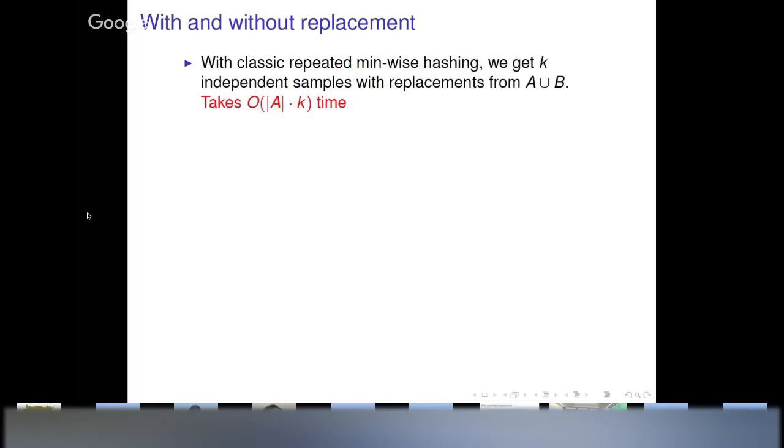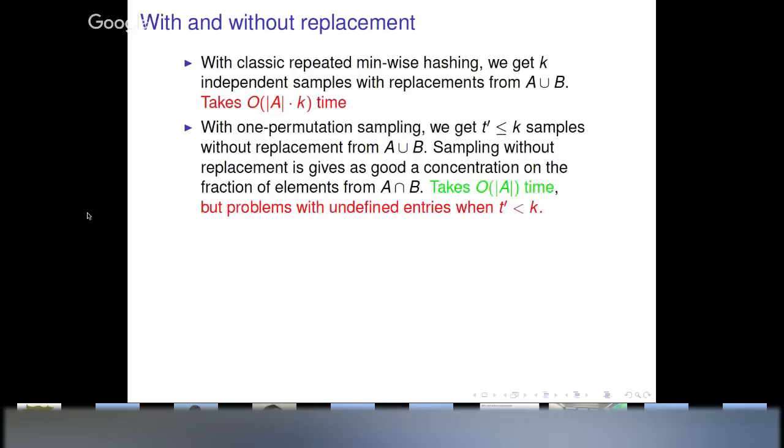What I find interesting here is the whole comparison of with and without replacement. We have a perfect implementation of sampling without replacement, except it takes a long time because you do k independent rounds and you pay linear time in the set size for every round. Then we have the other extreme, one permutation hashing, which is sampling without replacement. It clearly takes only set size time, but if the set is smaller than the number of samples, then for sure we're not going to fill all the slots. So you're going to have problems with that.